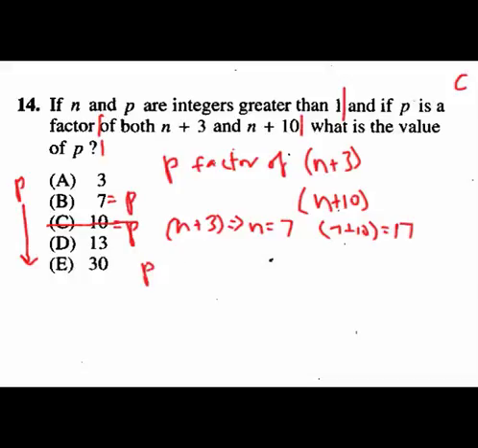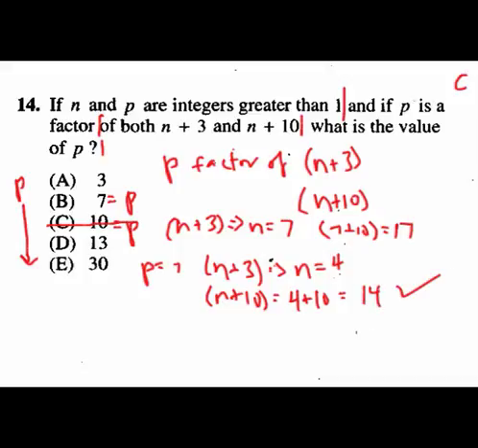Okay, so if p equaled 7, the n plus 3 to make that happen would give us an n of, let's make it 4, because 4 plus 3 is 7. Now 7 is a factor of 7. And then we just have to test the other one, the n plus 10 part, which equals 4 plus 10, because we said n equaled 4, and that's 14. Is 7 a factor of 14? And it is true on both ends. Okay, so the answer here is B.